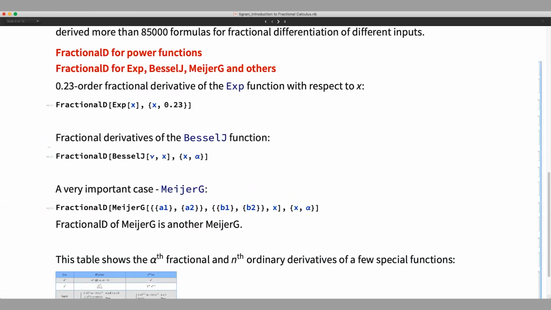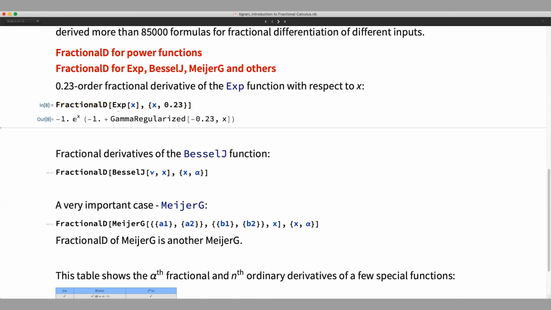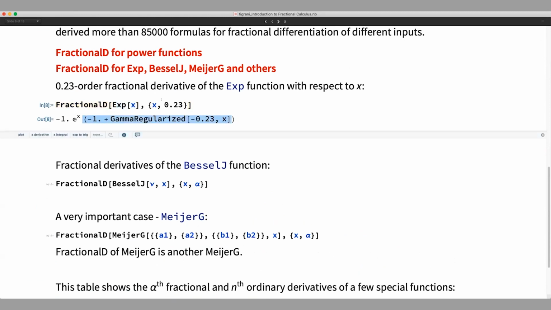So now I will show some examples on two common mathematical functions. So FractionalD applied on the exponential function will generate something like this. And here we see that this part stands for the ordinary differentiation. This is coming from the fractional part. This is quite a simple example.